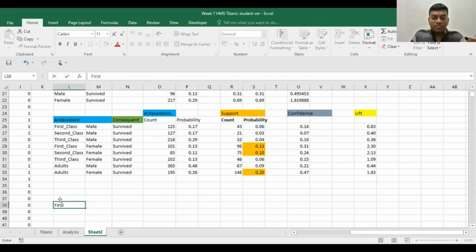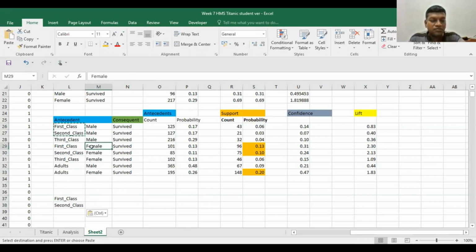It's better to copy the names, otherwise the indirect name referencing won't work. So first class, second class, Control C, Control V, and female, Control C, Control V, adult, female, first class, second class.